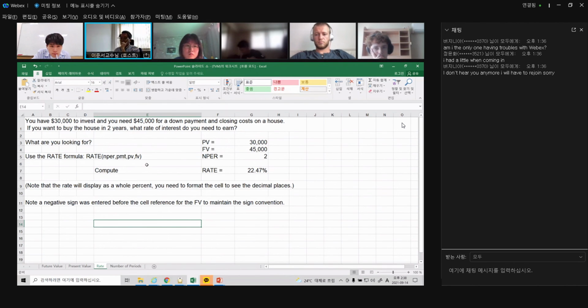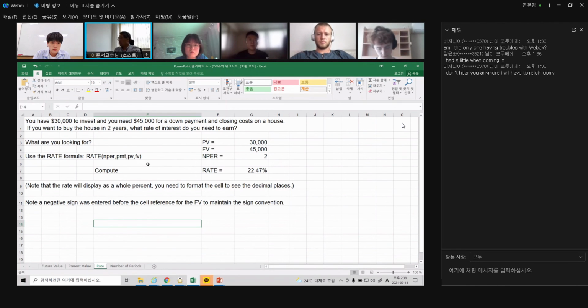If you want to buy a house in 2 years, what interest rate do you need to earn? The fact is that you have $30,000, 30K, and you want to buy the house 2 years later on. But I need a down payment of $45,000.